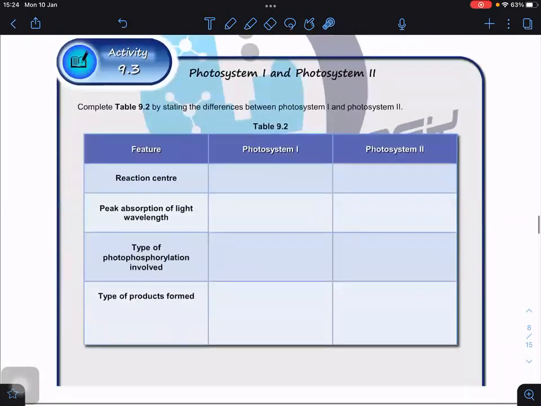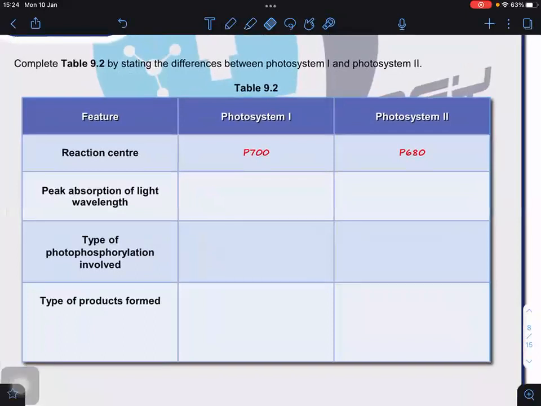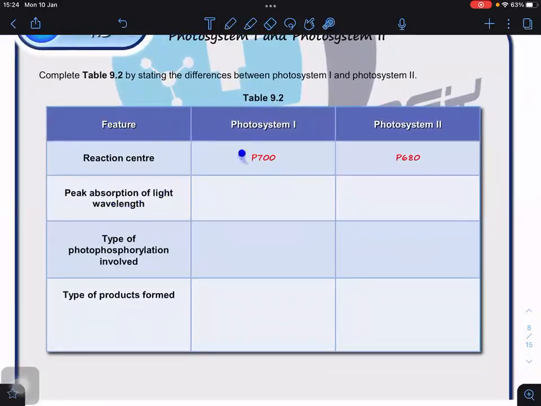So let's compare photosystem 1 and photosystem 2. As I said, we won't be able to answer all of these because we haven't done photosynthesis in detail yet. So just accept the answer, and when we finish photosystem 1 and photosystem 2 in detail, then we come back to this and you'll be able to understand it. So first of all, the reaction center for photosystem 1 is P700, pigment 700. And photosystem 2 is P680. So what is the peak absorption of light wave? P700 is in charge of 700 nanometer. Photosystem 2 is in charge of 680 nanometer.